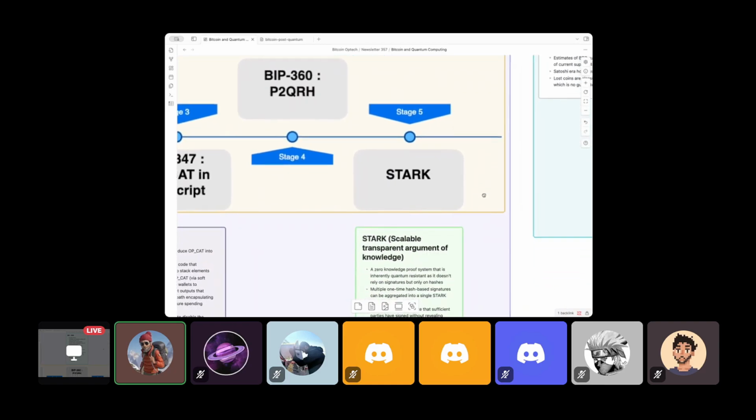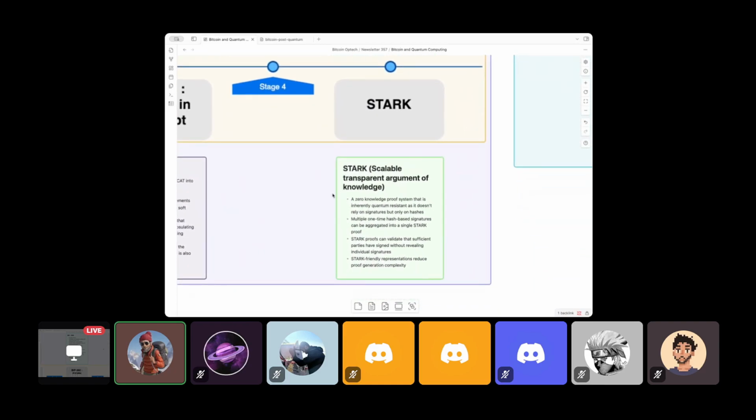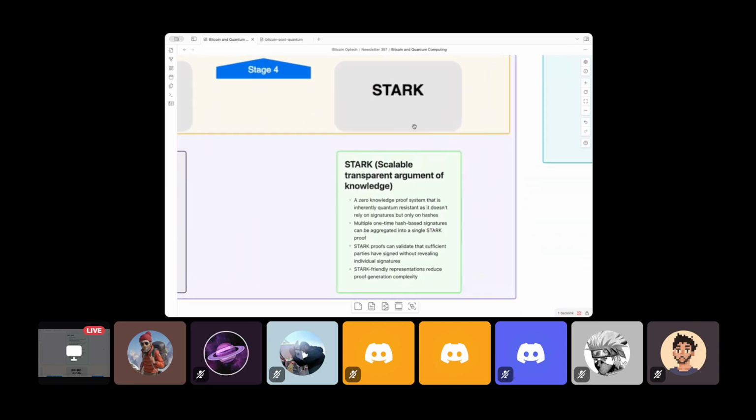Then we have some other advanced proposals like Stark. So what is Stark? Stark is a scalable transparent argument of knowledge. It's a zero knowledge proof system that is inherently quantum resistant, which means Stark does not use any elliptic curve ECDSA stuff. It just uses hashes, and it is built ground up to be quantum resistant.